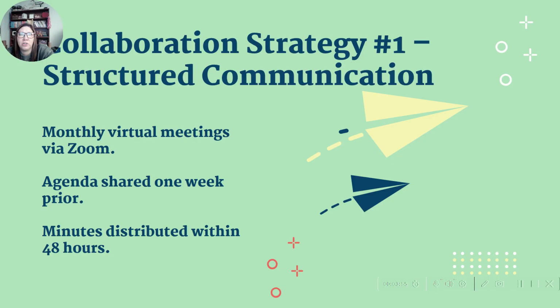The first collaboration strategy centers around structure and communication. Monthly virtual meetings will allow consistent input without overwhelming participants. To make these meetings productive, an agenda will be distributed 1 week in advance, outlining discussion topics and goals. After each meeting, minutes and action items will be sent within 48 hours to keep everyone accountable. This system encourages efficiency, ensures transparency, and helps prevent any kind of miscommunication or redundancy in the discussion.